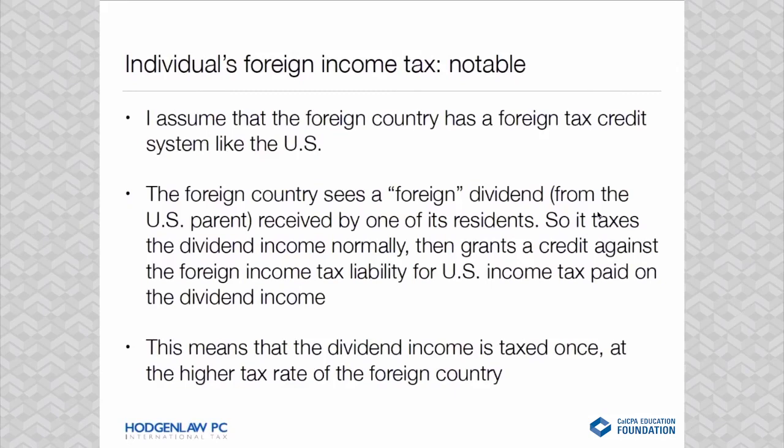But the bottom line is, at the individual level, the individual is still receiving a $350,000 dividend, this time from a domestic corporation instead of a foreign corporation. But still, we only have a single layer of tax at the individual level, at the higher of the two rates, foreign versus United States. And routinely, the foreign country rate is going to be higher than the US rate.